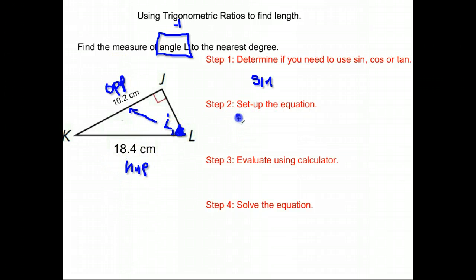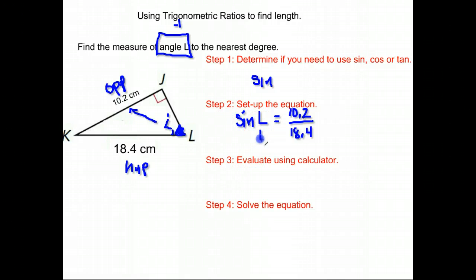We set up the equation. The sine of the angle. Do we know the angle measure? We do not. All we know is it's angle L, so we just put L. Equals opposite, the length of the opposite side was 10.2, over hypotenuse, the length of the hypotenuse was 18.4. We need to calculate the value of angle L.